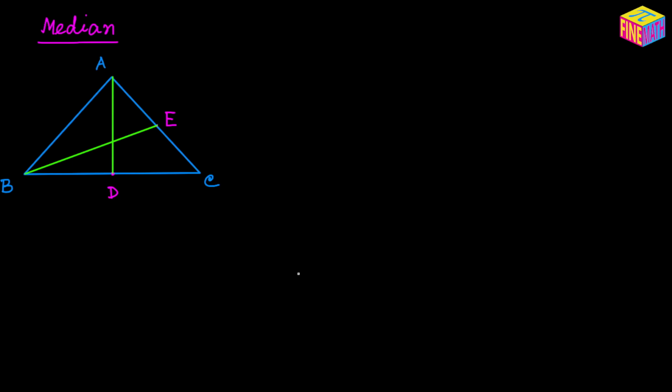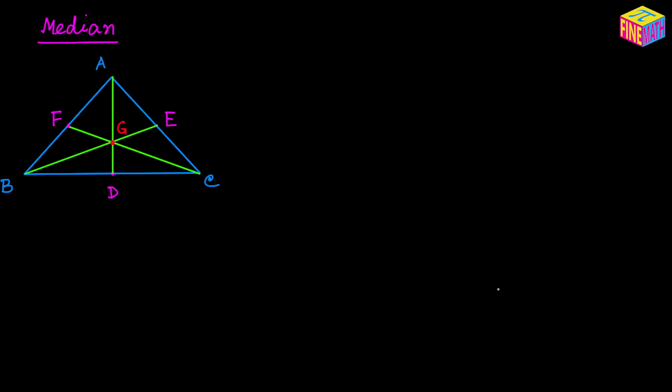Also, if we join C with the midpoint of AB, that will give us the third median. So a triangle can have 3 medians, right? And this is one very important property, as you can see in the diagram, that all the medians are intersecting at a single point. And that point is called the centroid. So lines joining the vertex and the midpoint of the opposite side are called medians, and the point of intersection of the medians is called the centroid, and it is denoted with an uppercase G.